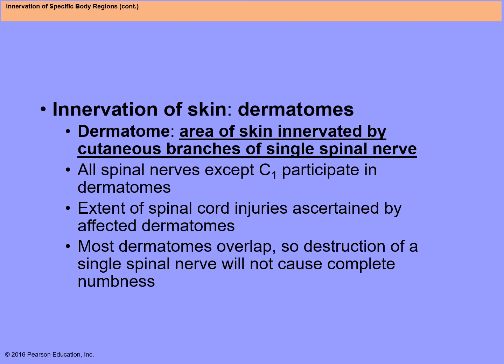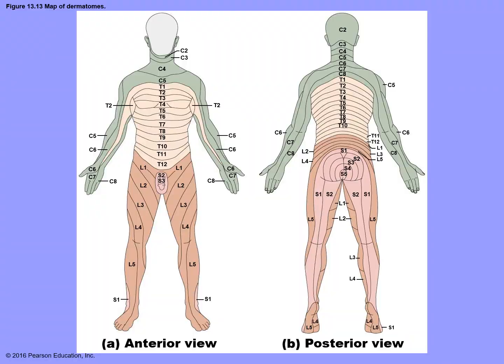Innervation of the skin. Dermatomes. Dermatome refers to an area of the skin that's stimulated or innervated by essentially a single spinal nerve. And most of your dermatomes are going to overlap, so that if you have an injury and damage to a single spinal nerve, it's not going to cause complete numbness.